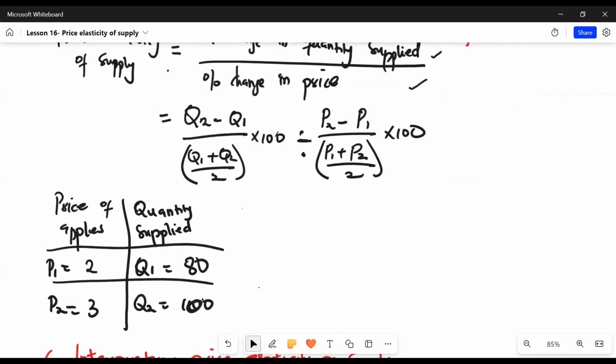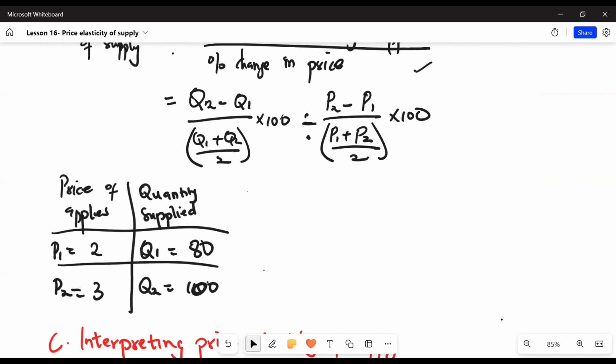Now let's look at a simple example for the market of apples. P1 here is simply the old price or the previous price. P2 is the current or the new price. Q1 is the old quantity supplied, or the quantity supplied at the old price. And Q2 is the current quantity supplied, or the quantity supplied at the new price.